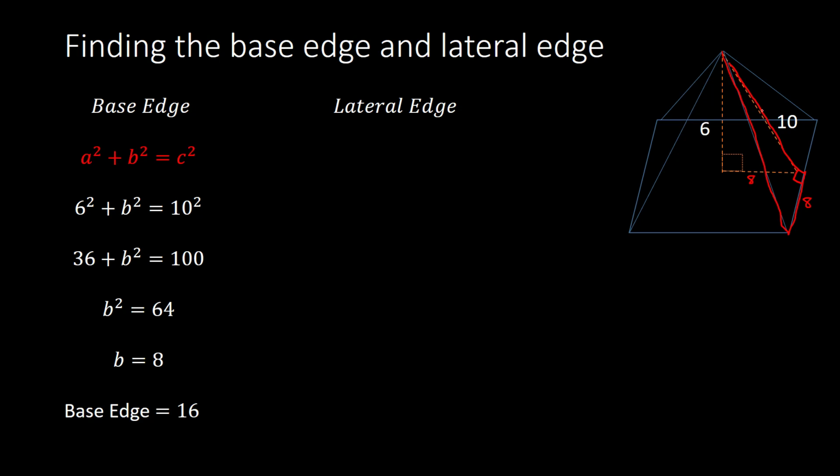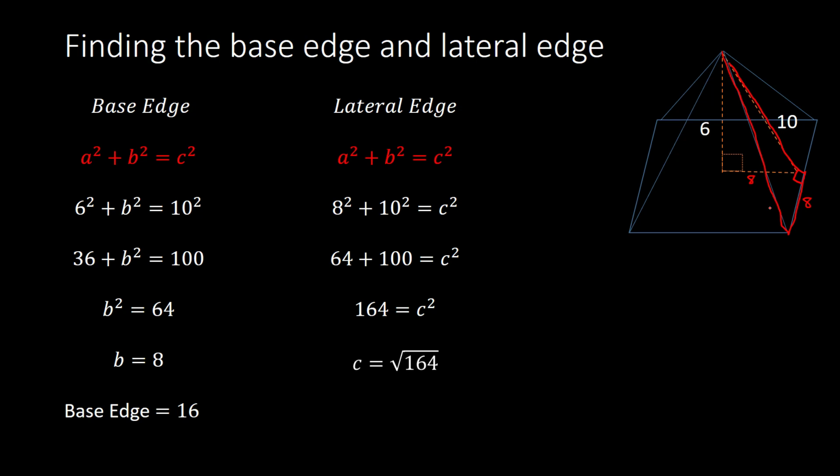And notice we have a right triangle, where the lateral edge is your hypotenuse. And so I can solve this by using Pythagorean theorem again, where now I have 8 squared plus 10 squared equals c squared. And that would give me 64 plus 100, which would be 164. Take the square root of both sides, I get c equaling the square root of 164. And if I take the square root, I would get 12.8 for the length of that lateral edge.